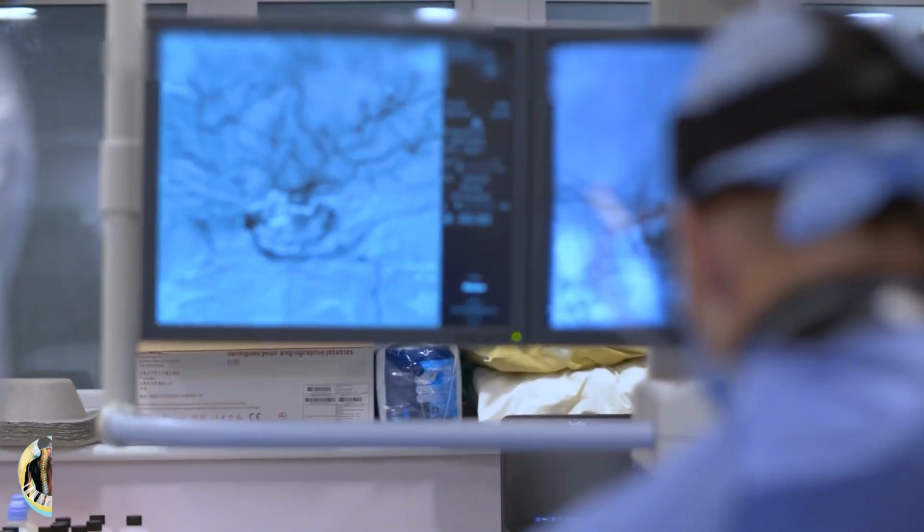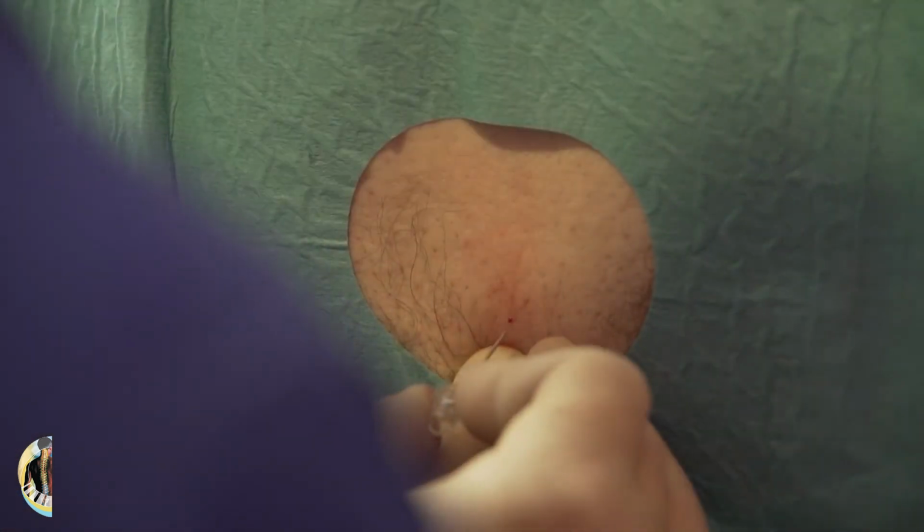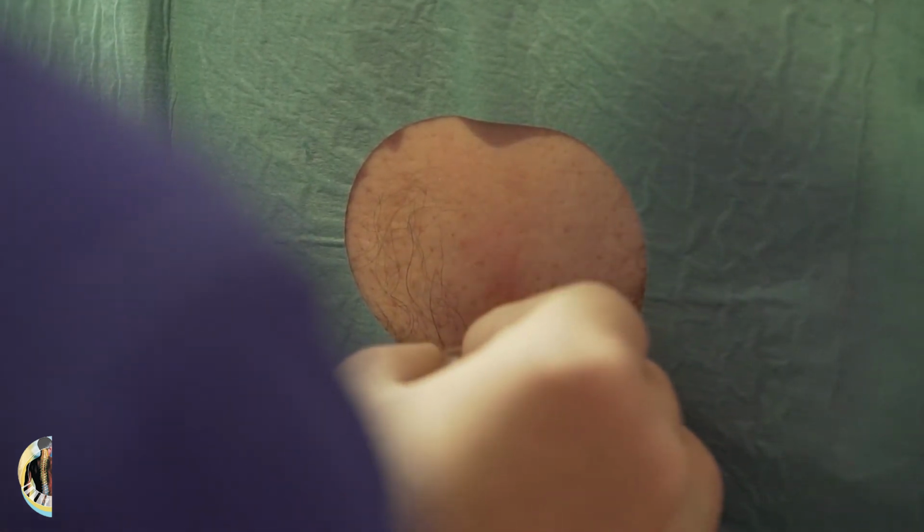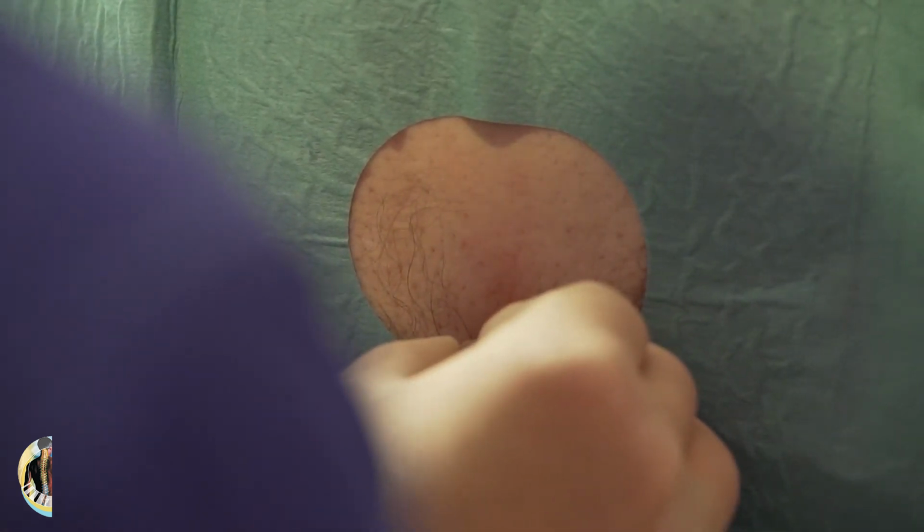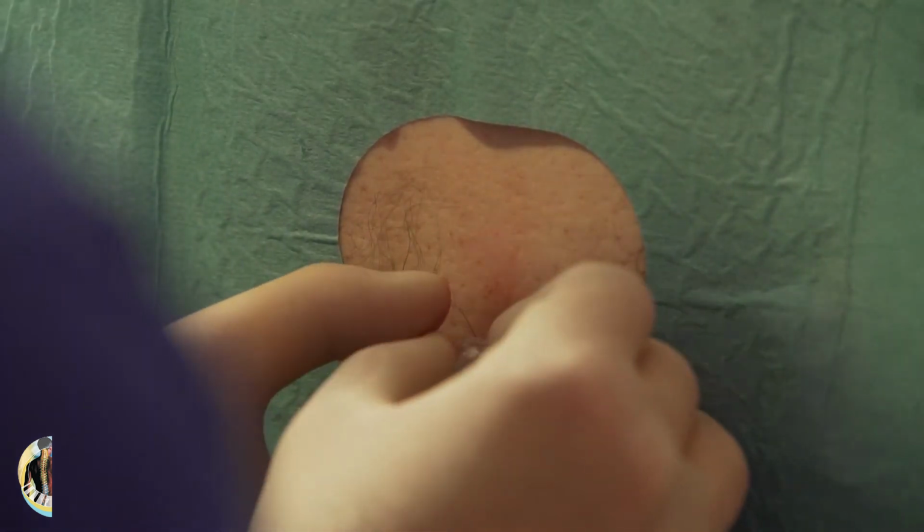In some cases, additional tests may be needed to confirm the diagnosis or rule out other conditions. These tests may include blood tests, lumbar puncture, or other neurological tests.